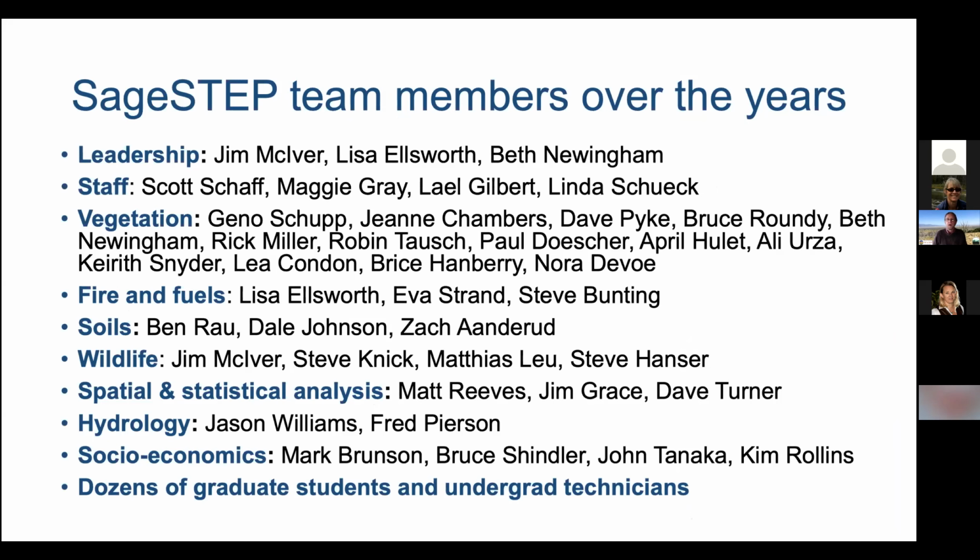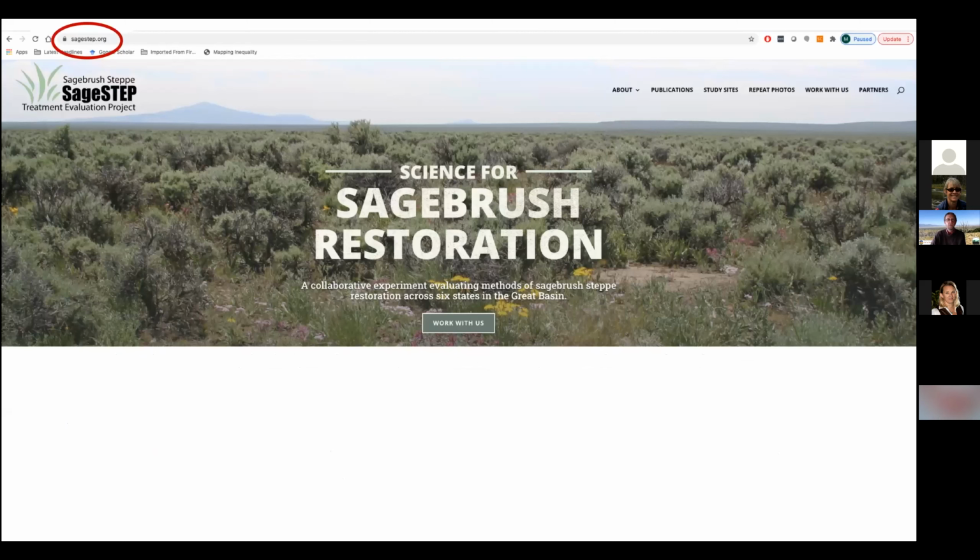A lot of people have been involved in this. As I mentioned, there were a number of different aspects that we were studying. Obviously, the main portion was what happened to vegetation, but we looked at fire and fuel conditions. We've looked at soils, wildlife, including butterflies and ants. We've had some spatial and statistical analysis, hydrology, which you'll hear about later. There was a social science and economic component. And there's at least 30 names on this slide, plus we've had dozens of graduate students and undergraduate technicians who have learned through the SageSTEP project. And we're really pretty proud of that impact, which goes beyond the research itself.